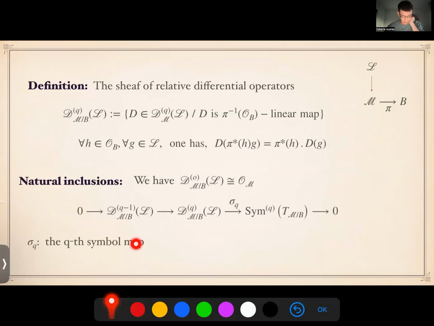The sheaf of Q minus 1 differential operators is a subsheaf of the Q differential operators, and the quotient map gives you an element of the symmetric Q-th power of the relative tangent bundle. Here, the symbol map is an ordinary symbol map. You take a differential operator, and the map associates the homogeneous part of degree Q.